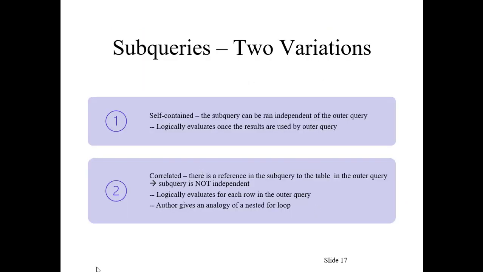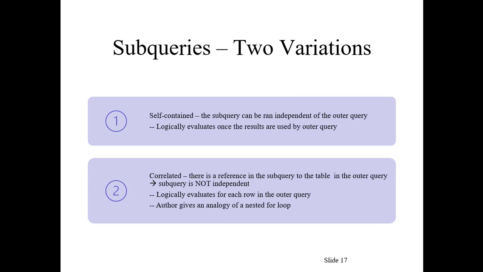So there are 2 variations of subqueries. What we've been looking at are self-contained. So you've seen that I could take the inner query and execute it, see what the result sets are, independently of the outer query. There is also a correlated subquery. And with a correlated subquery, there is a reference in the subquery to the table that's in the outer query. This makes the subquery not independent. What happens is it's going to logically evaluate each row one at a time.